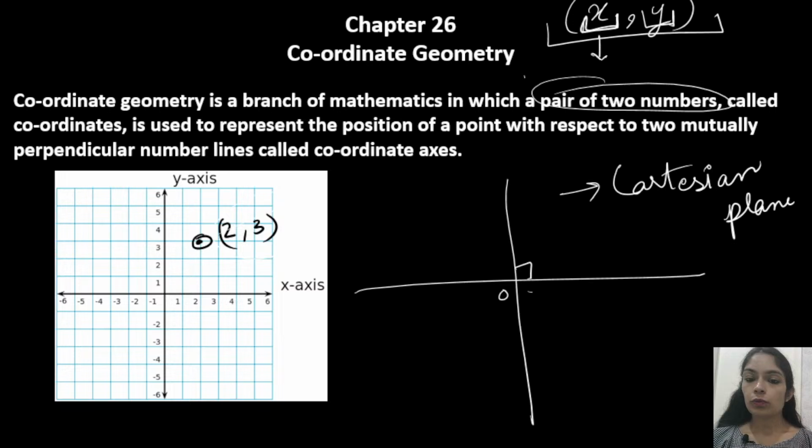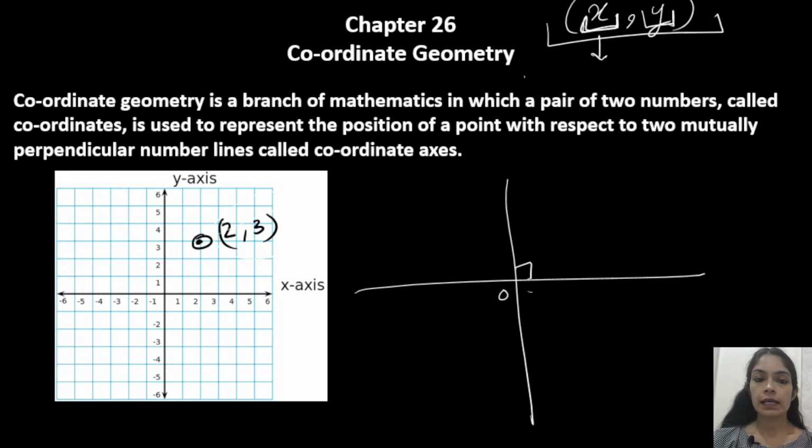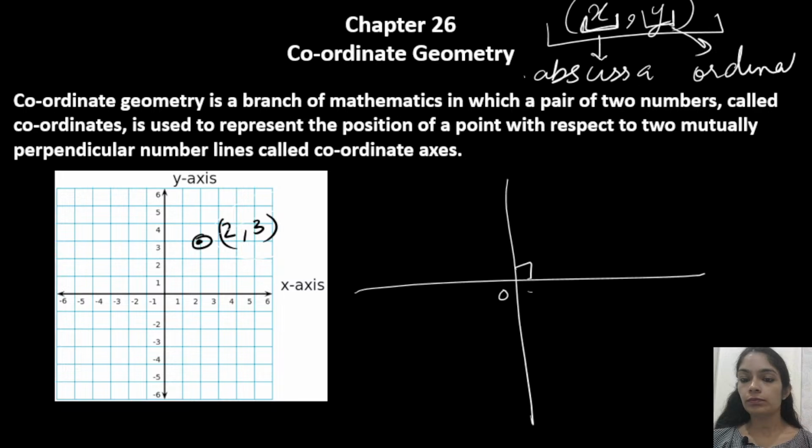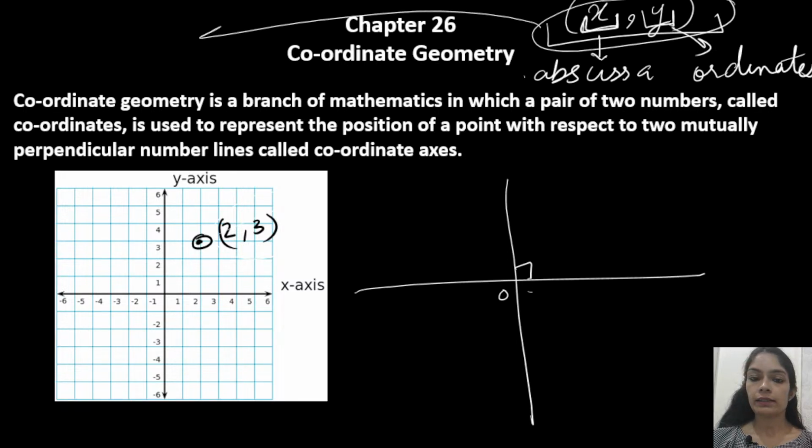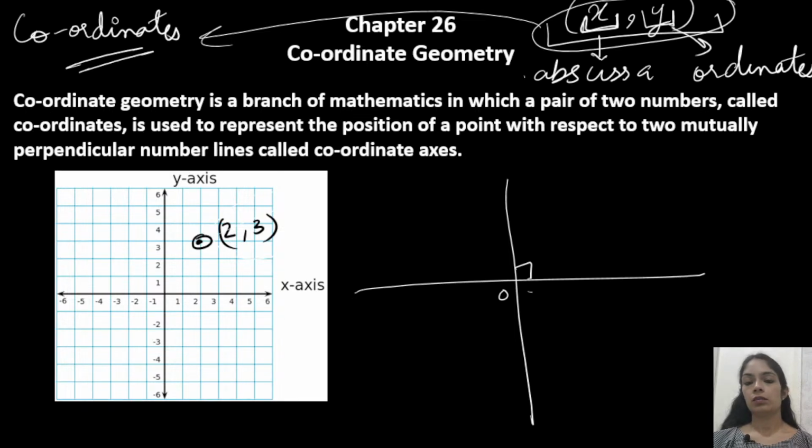So x is known as abscissa, the name of x is abscissa, and the name of y is ordinate, and together they are known as coordinates. Here in the previous class we also learnt about the coordinate Cartesian plane.